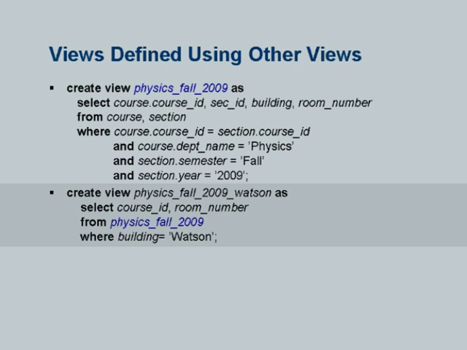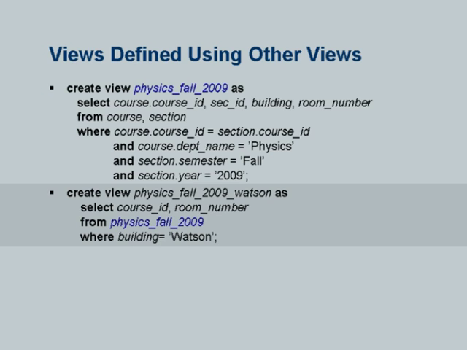So the next view is a more restricted view, which is physics courses in fall 2009 whose sections are being conducted in the Watson building. So how do we do this? Well, we just did a select from physics fall 2009, where building is Watson.